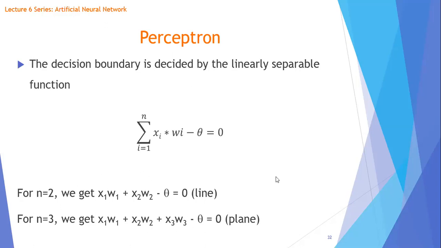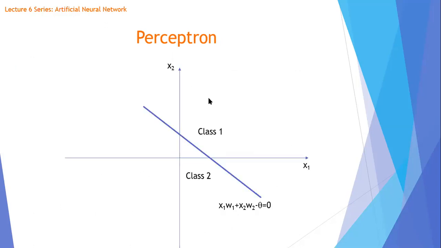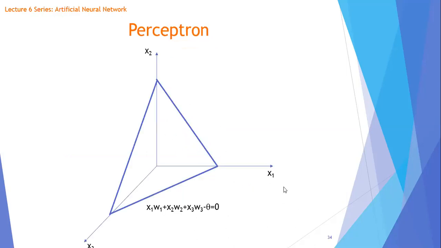So what we're trying to stress here is, if the number of dimensions in your input feature space was 2, then we can sketch that and show that the decision boundary between the two classes is actually a straight line. This is the equation of that line. If you had 3 dimensions in your input feature space, then you get x1 w1 plus x2 w2 plus x3 w3 minus theta equals 0.